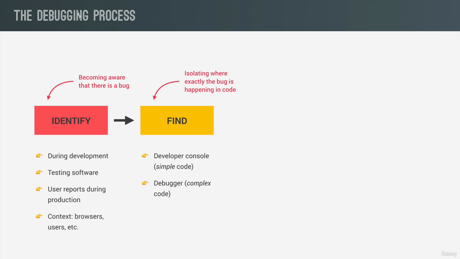But if the code is more complex and we have no idea where the bug might be, then we need to use a debugger software. And I will show you how that works in the next video, because it's really important for the developer to be able to use a debugger. Anyway, once we know where the bug is located, we can finally fix it. So we can correct the bug.